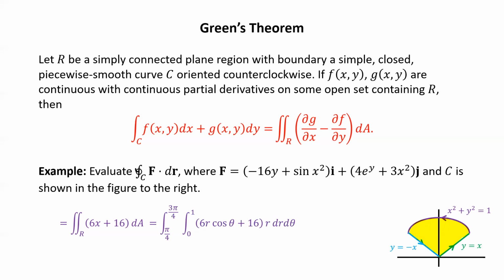We replace x by r cosine theta, so we get 6r cosine theta plus 16. And as always, since we're changing to a polar double integral, we multiply by an extra factor of r in the integrand. The integral itself here is straightforward, so I'll leave it for you to work out the details. The final answer is 4 pi. Go ahead and finish this double integral yourself and check your answer.